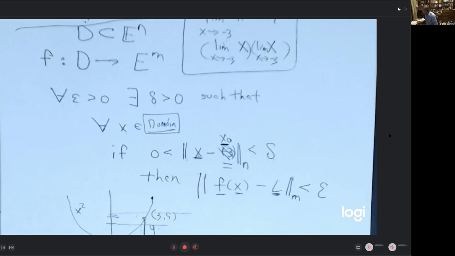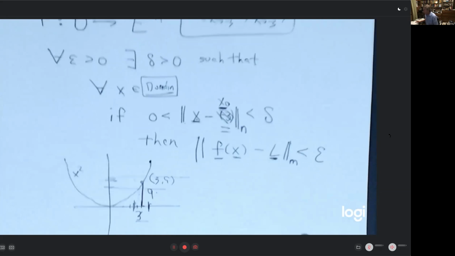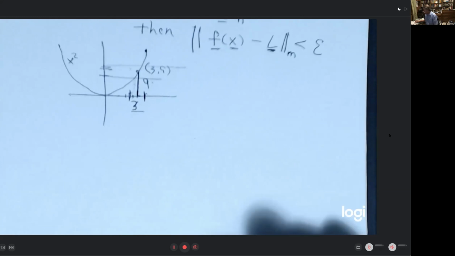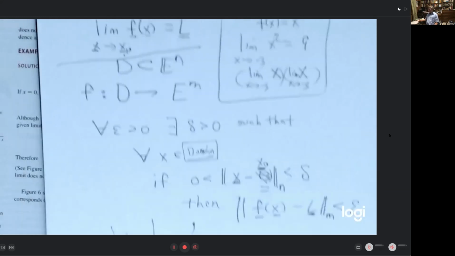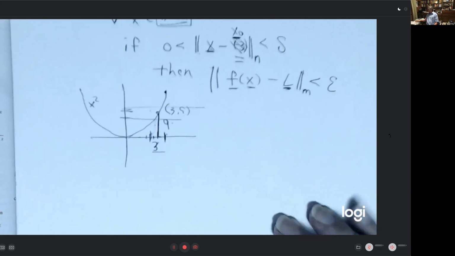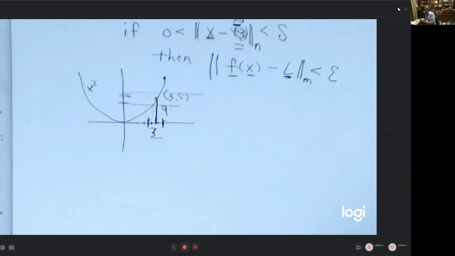Now, how do we use the definition? We use it on some simple functions, not complicated ones, thank goodness, because none of us are that good at manipulating. What we have to do is find a delta for an epsilon. We don't know what epsilon is. We have to find a delta somehow, and I'm going to show you how to do that, and that's in the notes too. But let's just take an example.